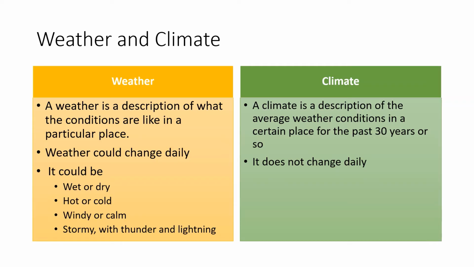lightning. What is climate? A climate is a description of the average weather conditions in a certain place for the past 30 years or so. It does not change daily.